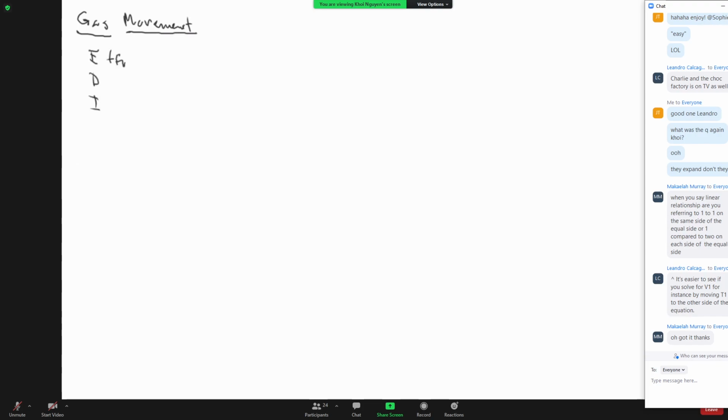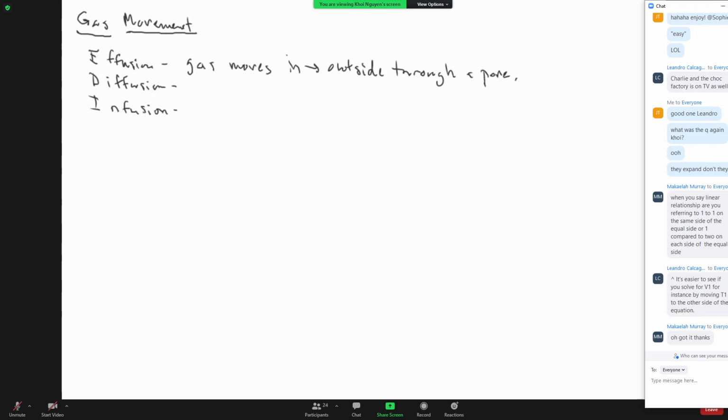So there's effusion, diffusion, and infusion. Effusion is gas moves from the inside to the outside through a pore. So that's effusion.